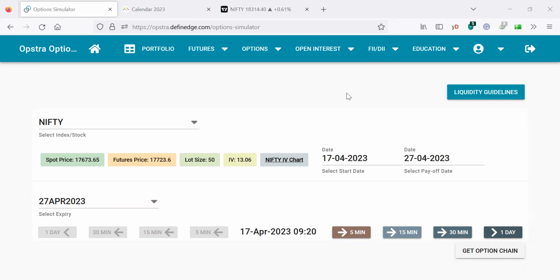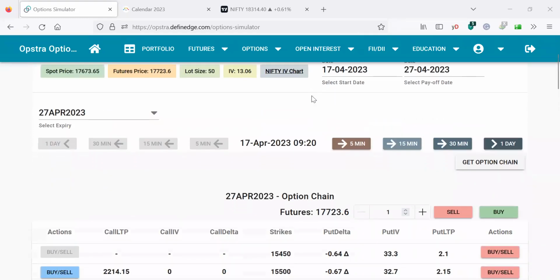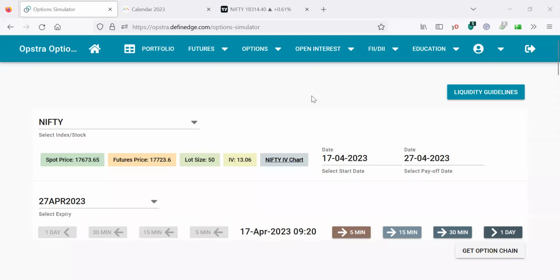Hello friends, so today we are going to see how to create an iron fly and, according to that, how to do the adjustment. We are going to do it with the help of a simulator, that is nothing but an Opstra simulator. Many people don't know how to create an iron fly and how to adjust it. So first of all, we'll try to understand what an iron fly is.